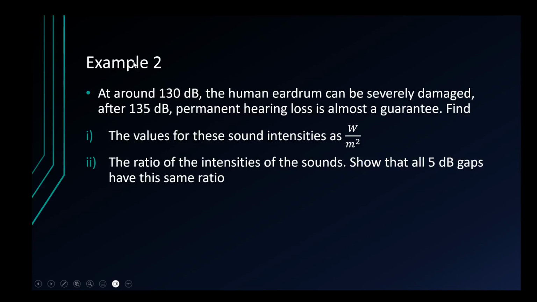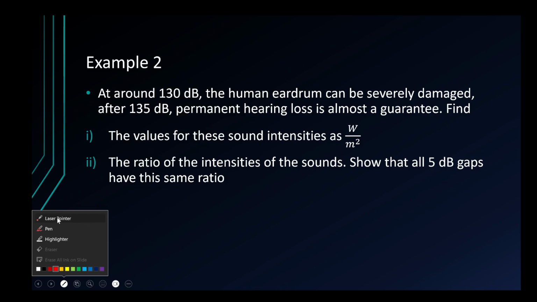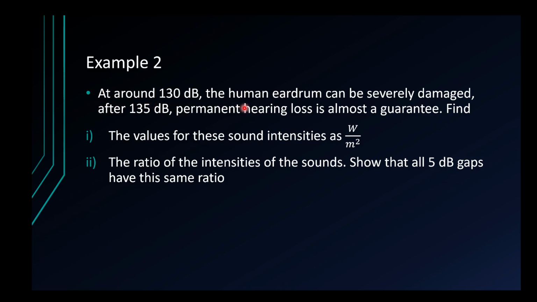Here is the second example, using decibels this time. At around 130 decibels, the human eardrum can be severely damaged, and after 135 decibels, permanent hearing loss is almost a guarantee. First, we have to find the values of the sound intensities in watts per square meter. Secondly, we have to find the ratio of the intensities of the sounds and show that all 5 decibel gaps have that same ratio.